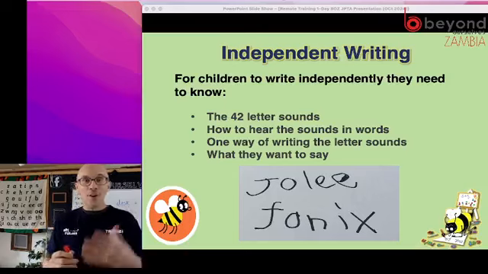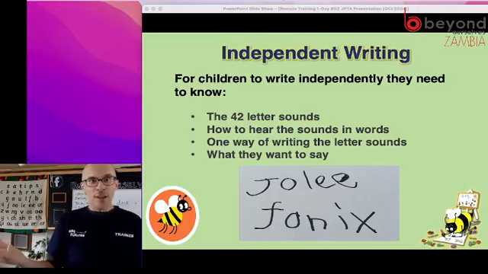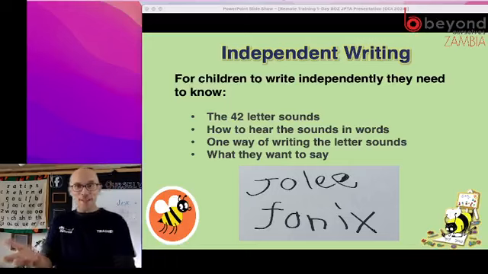Okay, so it's really important that when your learners do things like that, you're not marking their work and saying, oh, no, you spelt it wrong, but you're actually celebrating it, because it's like, I can understand what you've written. Okay, well done, that does say Jolly Phonics.